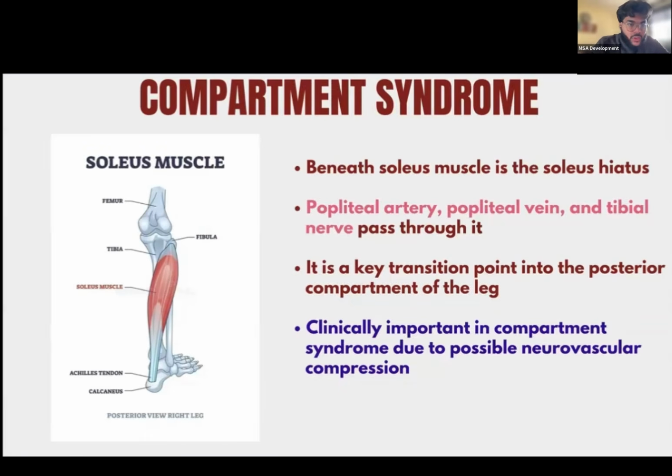Beneath your soleus muscle you have a soleus hiatus. In this soleus hiatus, you have the popliteal artery, vein, and the tibial nerve that pass through this posterior compartment.